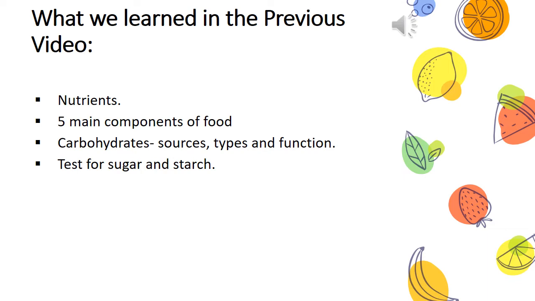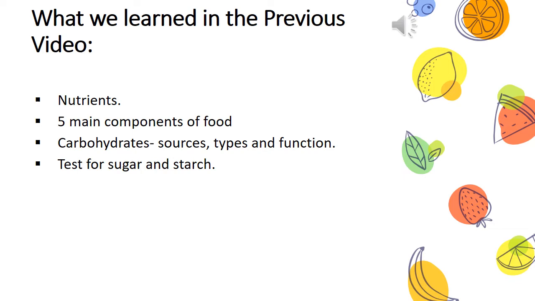Then we know about the main components of food. There are 5 main components of food. Which are they? Carbohydrates, fats, proteins, vitamins and minerals. Besides these nutrients, roughage and water also play an important role in our body.